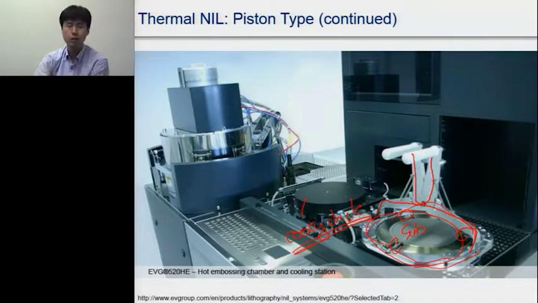So sometimes we can further cool down the substrate on this cooling chuck. This is the water cooling chuck. The surface of this black disc is pretty cold. Using that, we can cool down the substrate much faster.